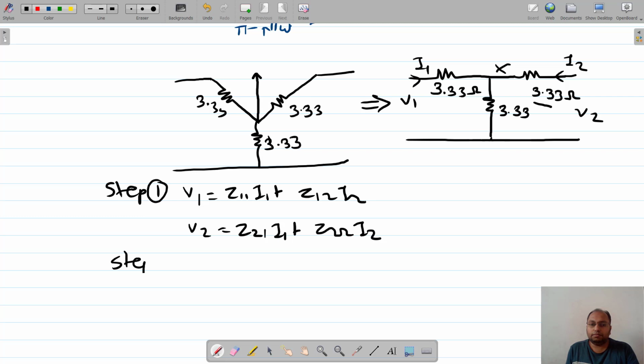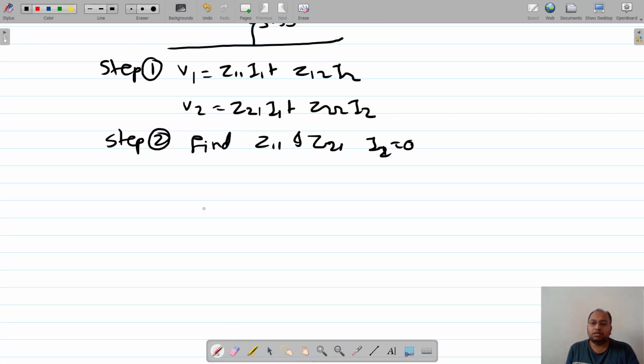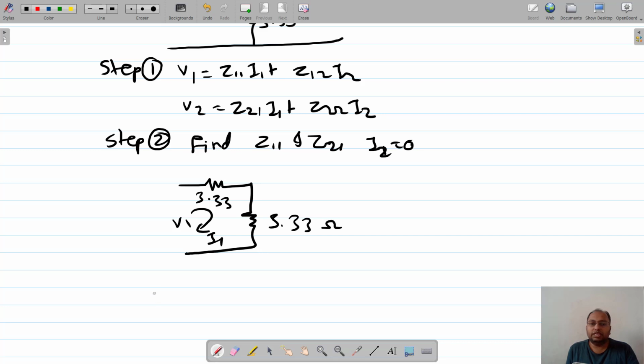Step 2, find Z11 and Z21. I2 must be 0, right? So let us do this and let us redraw the circuit diagram. So this is nothing but 3.33. This is also 3.33. Apply KVL. So V1 is equal to 3.33 I1 plus 3.33 I1. Yes, so I hope it is going to become 6.66 I1.